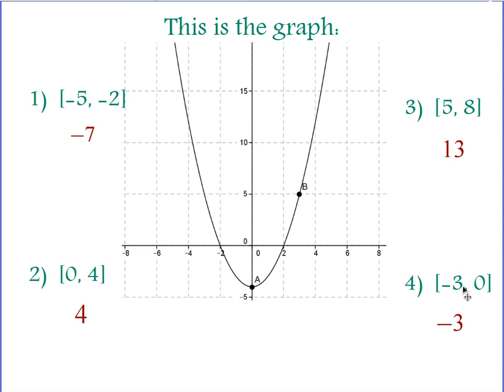And from negative 3 to 0, from where x is negative 3 to where x is 0, that's this section of graph, and it has an average rate of change of negative 3. 4 different rates of change, 4 different slopes across the exact same function depending on which interval we chose.